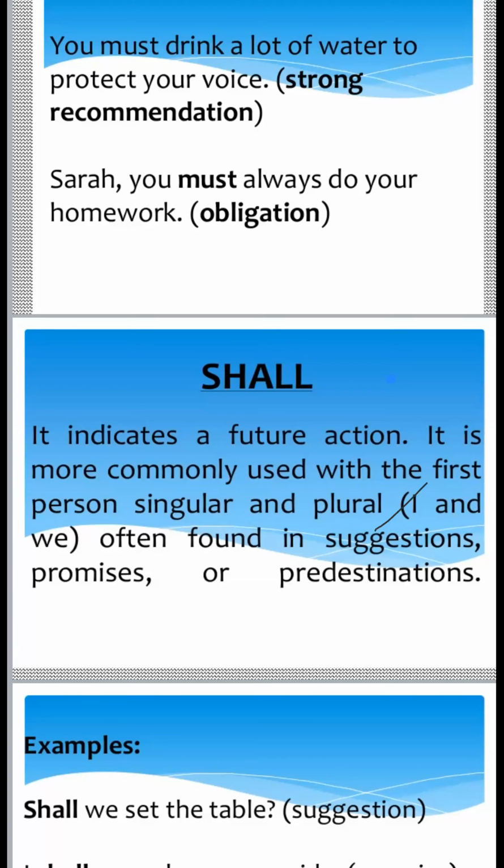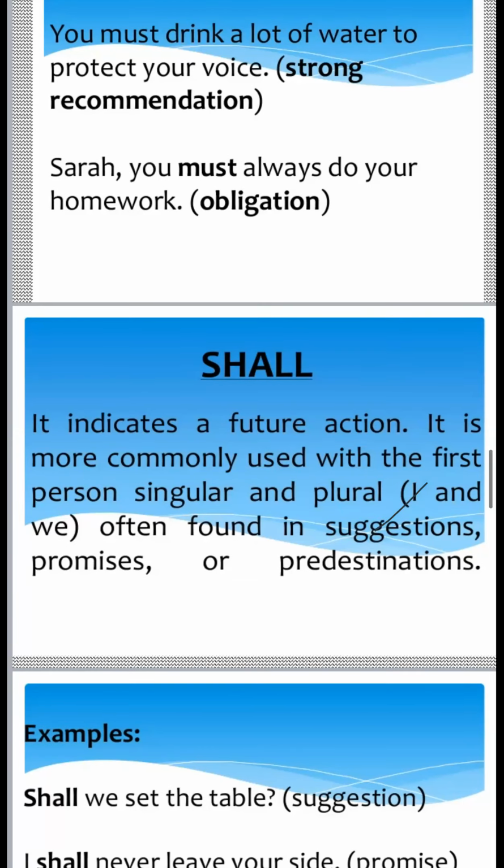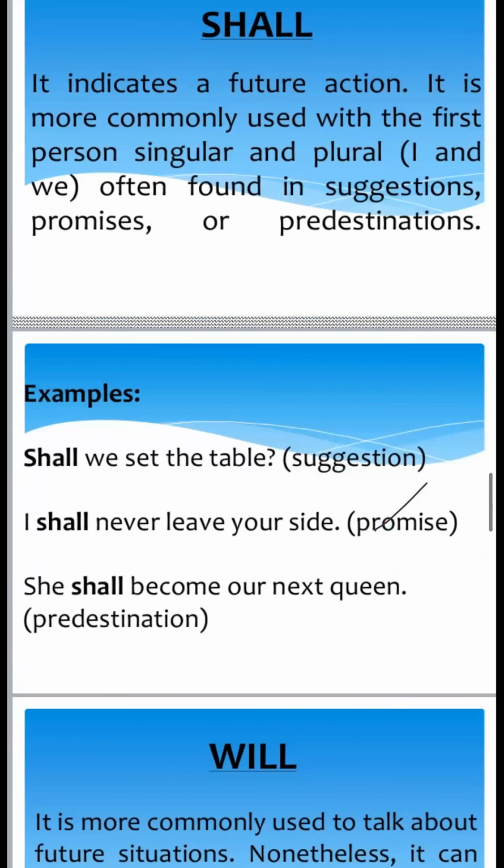Like for the suggestion, you can see, shall we set the table? So you are going to suggest to someone that we need to set the table. The next one is for the promise: I shall never leave your side. If you are making a promise to your friend, you are going to make this kind of statement, I shall never leave your side. If predestination is involved, you are going to say, she shall become our next queen.